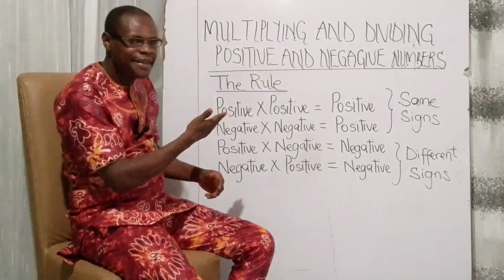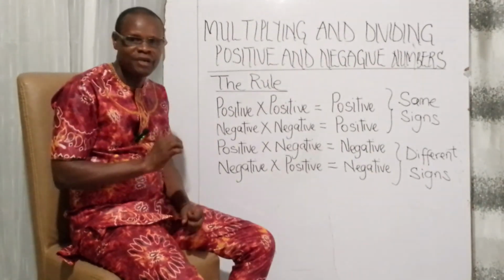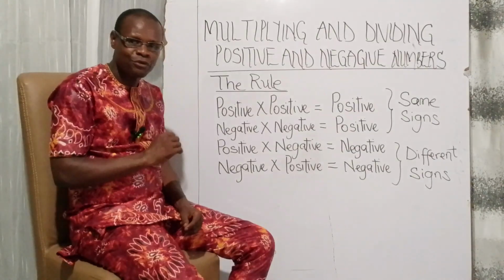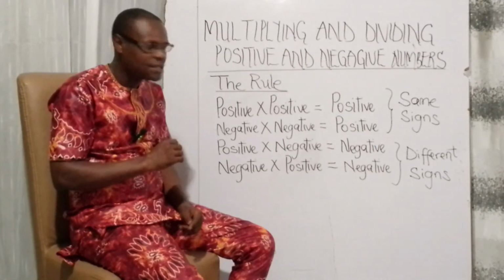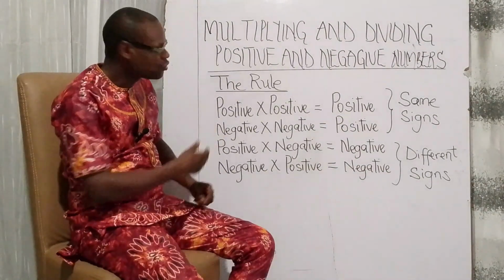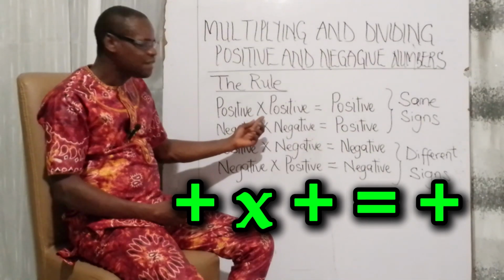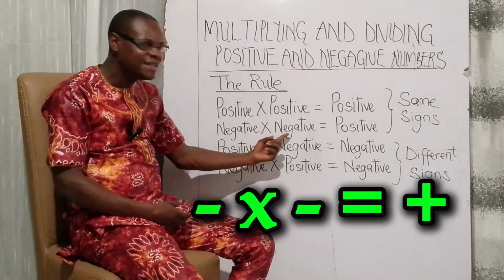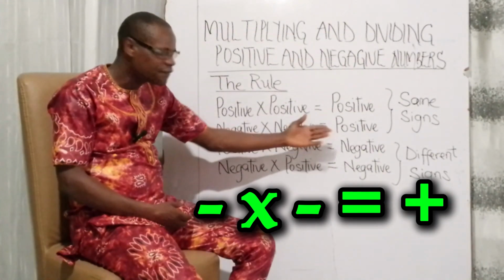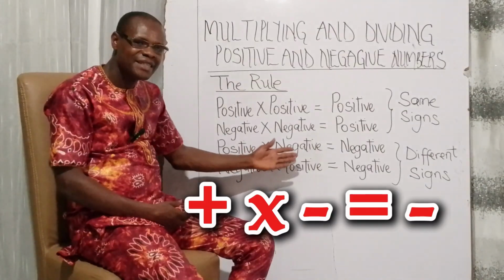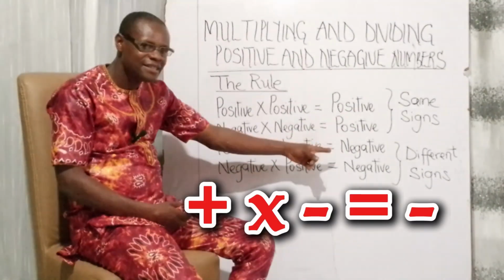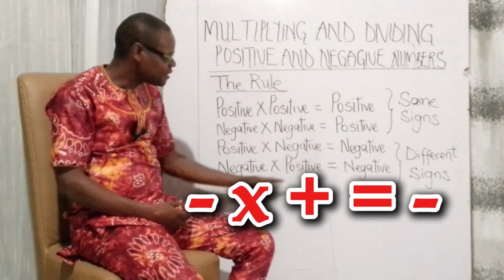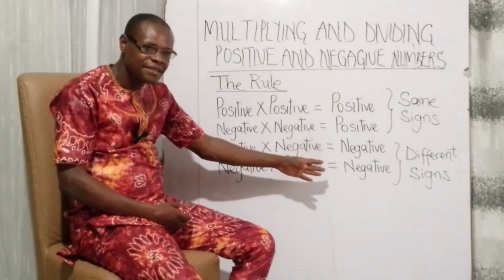Now, here are the rules you need to remember when multiplying positive and negative numbers. As we can see on the board, positive times positive gives positive, negative times negative gives positive, positive times negative gives negative, negative times positive gives negative.